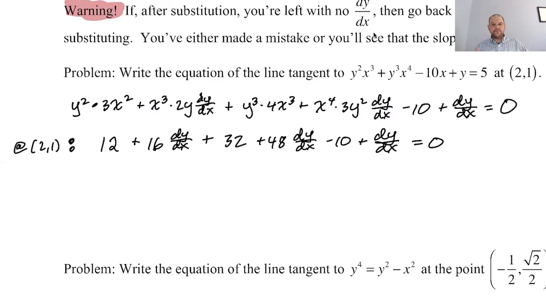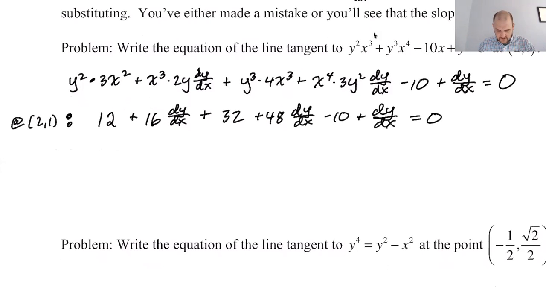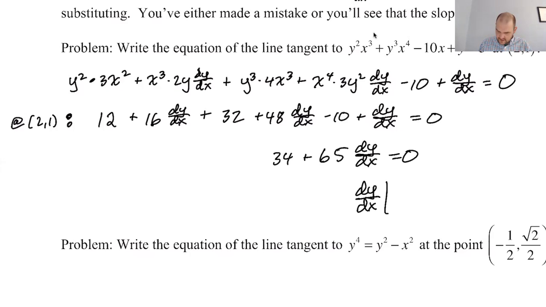Okay, so what happened here is that this gross algebraic thing, which I could have solved for dy dx, became this relatively nice algebraic thing, right? We got 12 plus 32 minus 10, which is really just 32 plus 2, so 34, plus 48 plus 16 is 64, and another is 65. dy dx equals 0. So dy dx at 2, 1 is negative 34 over 65.